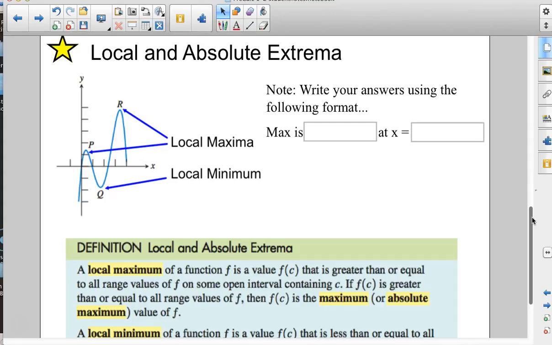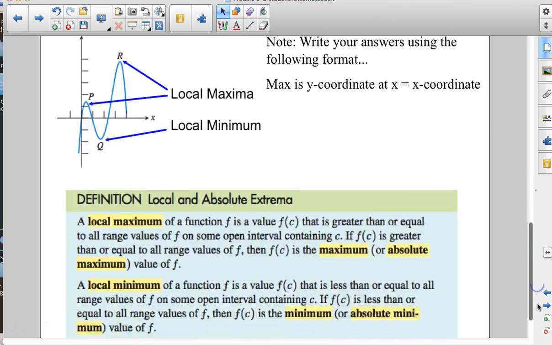And what we want to do is get used to writing these as the maximum is, and then telling them the y coordinate, at x equals the x coordinate. So maximum of 5 at x equals 2. Things like that we want to say. In this case, we probably have 4, 1, 2, 3, 4, 5. Max of 5 at x equals 4 for r up here. So when we write those, it's almost like a sentence. You know, we're kind of putting it all out there so people can see it. So local maxes and local mins.